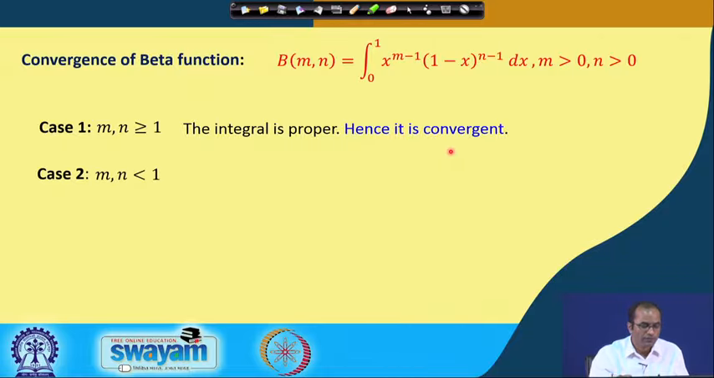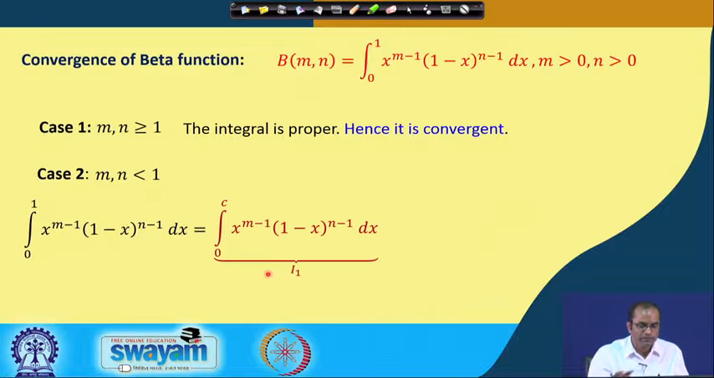So, the interesting case here is when m and n both are less than 1. In this case, when both m and n are less than 1, here this is m minus 1 and here n minus 1. So, these powers will become negative, and in that case we have the improper integral of type 2, because the integrand is becoming unbounded. So, we will consider now this one. We will break it into 2, because we have the problem at both ends, when x approaches 0 as well as when x approaches 1, because of this term.